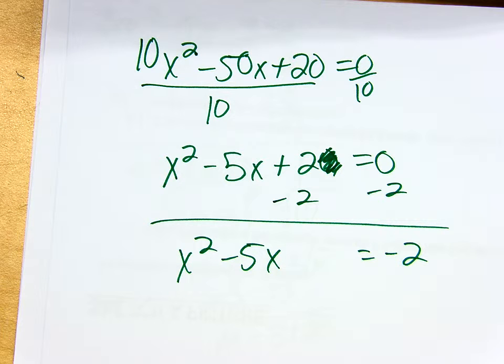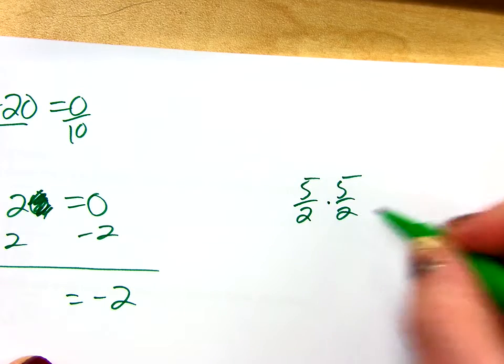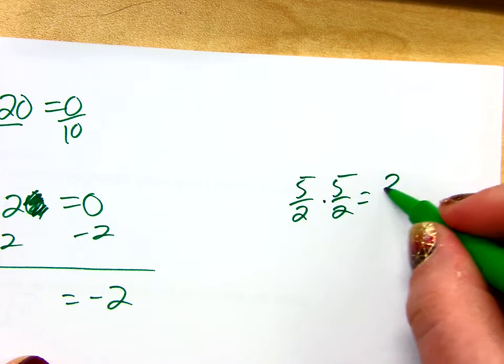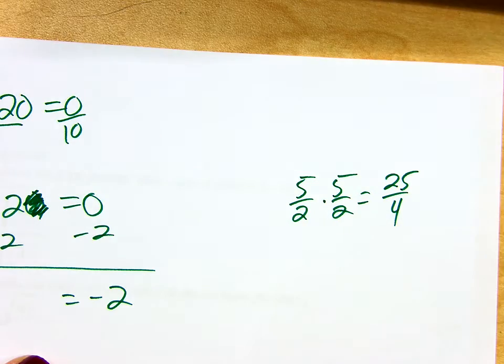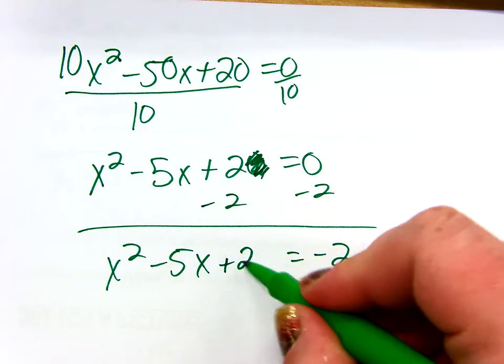It's actually not going to do you any favors to go to decimal land. Yeah, half of 5 is 5 over 2, right? Right? You with me? What's 5 over 2 squared? 25 fourths, right? If you think about it, 5 over 2 squared means 5 over 2 times 5 over 2. So that's just 25 fourths. So that's the magic number I'm going to add to both sides.